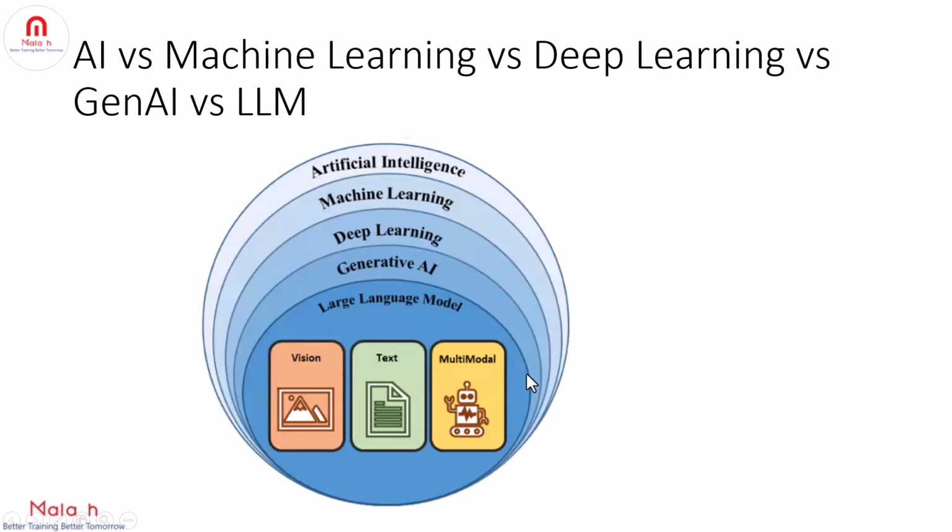Now let's see what is the difference between AI versus machine learning versus deep learning versus GenAI versus LLM. So AI or machine learning is a broader space, and deep learning involves gradient descent, neural networks, etc. Generative AI means either vision or text models. Whereas LLMs are a subset of generative AI, which is a subset of deep learning, which is again a subset of machine learning, and the superset of all this is artificial intelligence.